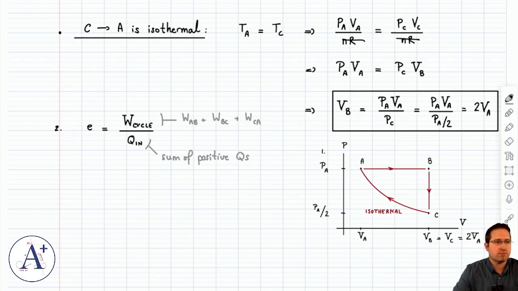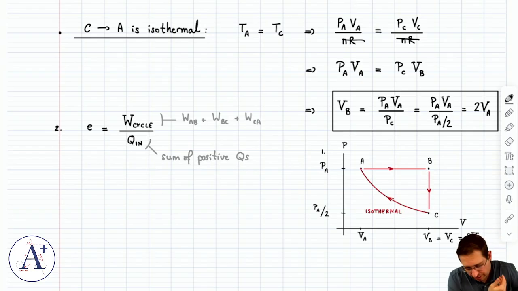If you're that good, great. But we're going to assume that we're not that good, and we're just going to kind of, like a knuckle dragger, compute all the works and we'll add them together, and then compute all the Q's and we'll pick out the positive ones and we'll add them together at the end.